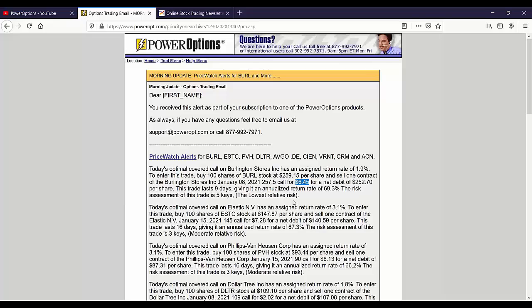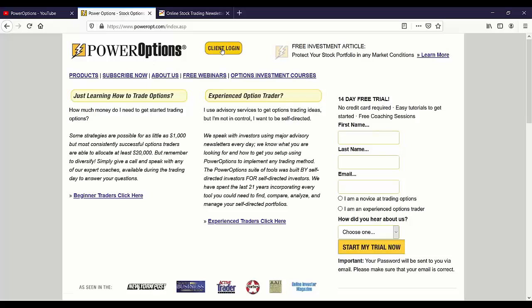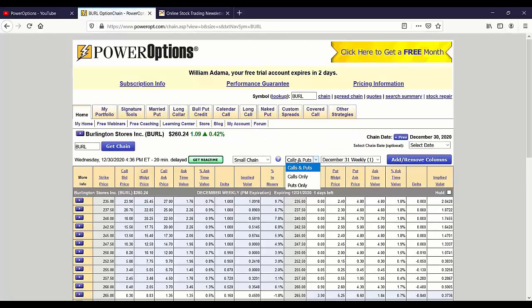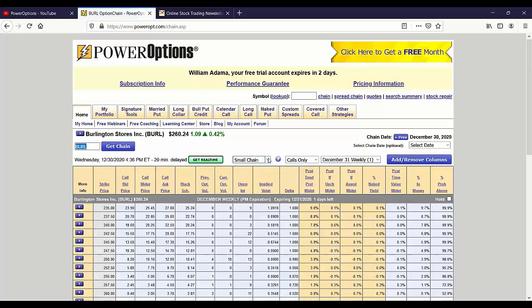Okay. Now, if I'm a Power Options user and I see this, and this is within my price range, and I say this might look like an interesting trade, but what else is there? I don't want to trade off of this. What I'm going to do is go back to Power Options. Sorry, folks. And I'll look up BURL, for example, and I'll go to the option chain. And let's just look at the call chain and go to January 8th.